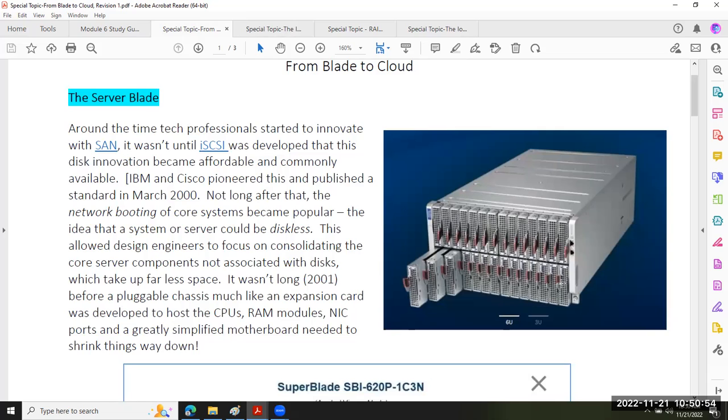I have 14 servers in just one half of this blade server. Is that right? 2, 4, 6, 8, 10, 12, 14, 16. I have 32 servers in this one machine right here. 32 servers, each with multiple CPUs and hundreds of gigabytes of RAM.